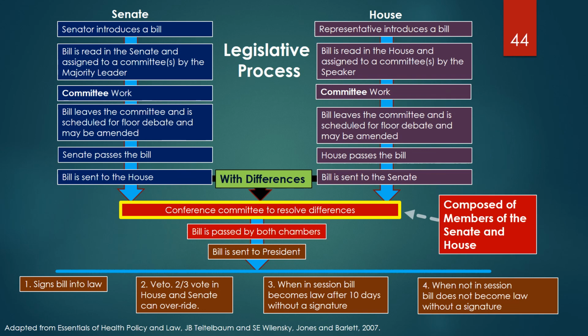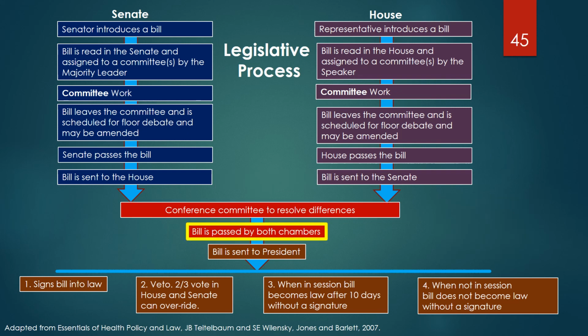If there are differences in bills passed by the House and Senate, these bills are then referred to a conference committee to hopefully find a mutually acceptable resolution for the differences, a consensus. The conference committee is composed of members from both the Senate and the House. If no consensus is reached, the bill dies in the conference committee. If a consensus is reached, the new version of the bill is sent back to both chambers for a vote. If either chamber does not approve of the new version of the bill, it dies.